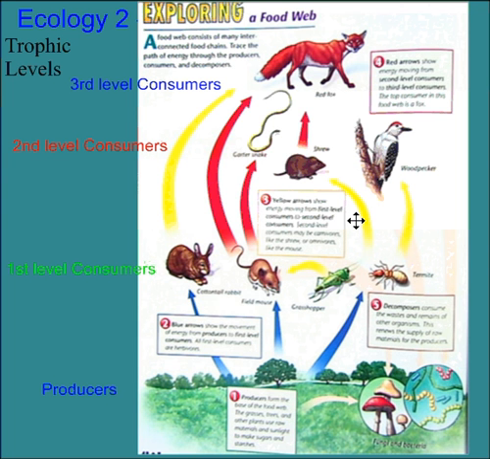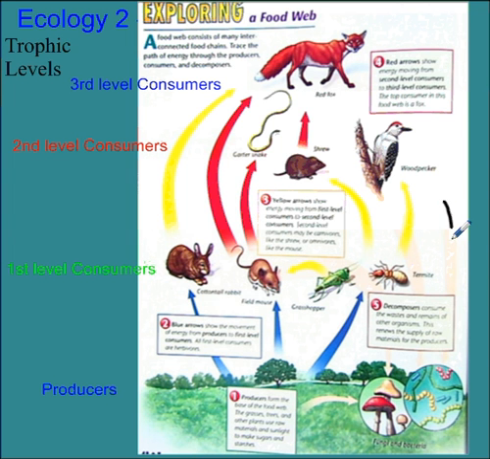Yellow arrows show energy moving from first-level consumers to second-level consumers. Second-level consumers may be carnivores like the shrew or omnivores like the mouse. Red arrows show energy moving from second-level consumers to third-level consumers. The top consumer in this food web is a fox.